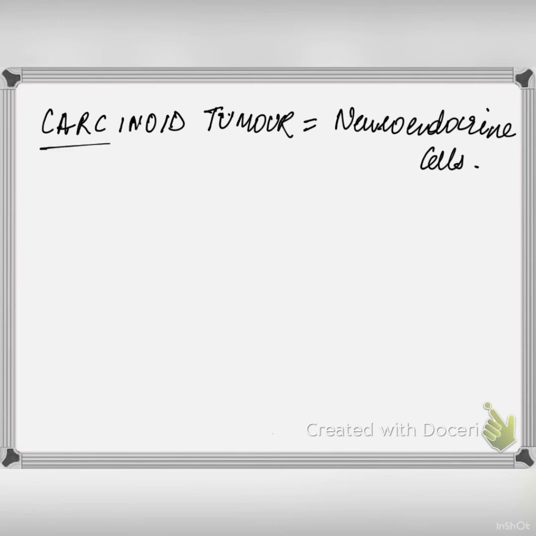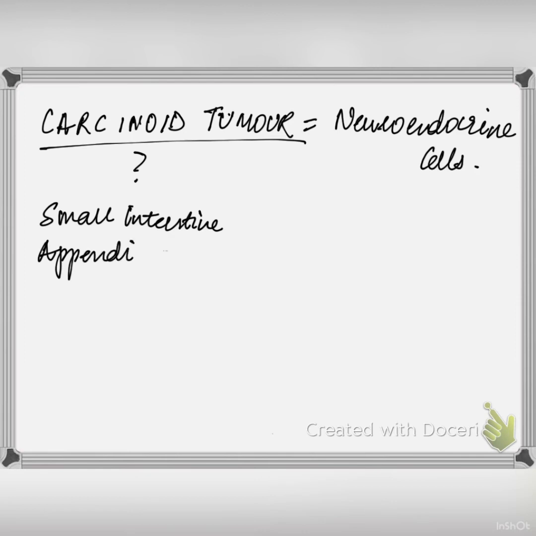So where do we see this carcinoid tumor? Mainly in the GIT. So where exactly in the GIT? Small intestine, appendix, rectum, stomach. Most commonly it's seen in the appendix.